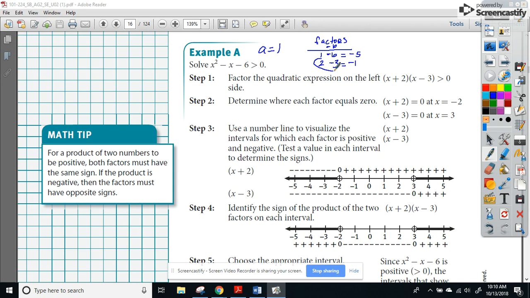So this is the correct pair, which is why right here they have x plus 2 times x minus 3 is greater than or equal to 0. So they did the same thing we did. They just didn't show all the work. They took each factor, set it equal to 0. How do you solve this? Minus 2, minus 2. That's where they got that. Set x minus 3 equal to 0. How do you solve that? Add 3, add 3. That's how they got x equals 3.